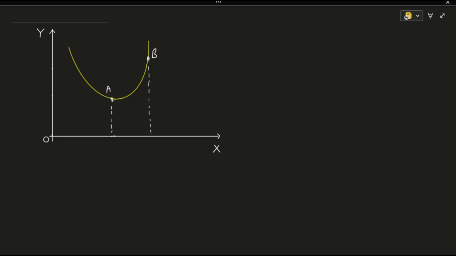By a small increment in the x-axis and in the y-axis. Now, the gradient of the curve at point B is different from the gradient of the curve at point A. And so at different points on this curve, different gradients would be the case. Now, let's consider the chord AB.